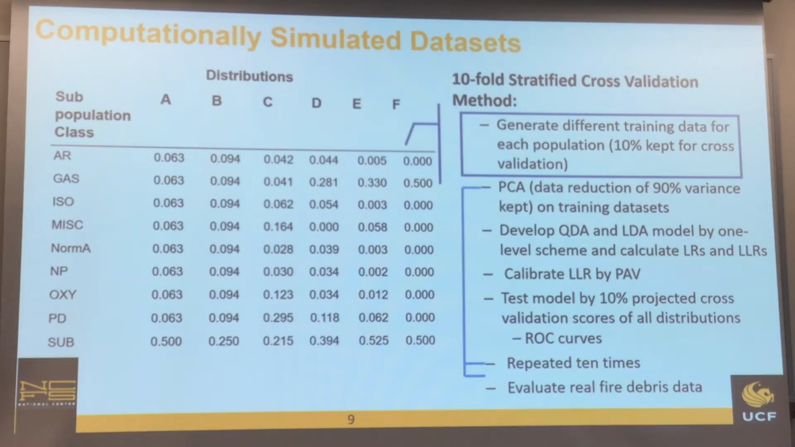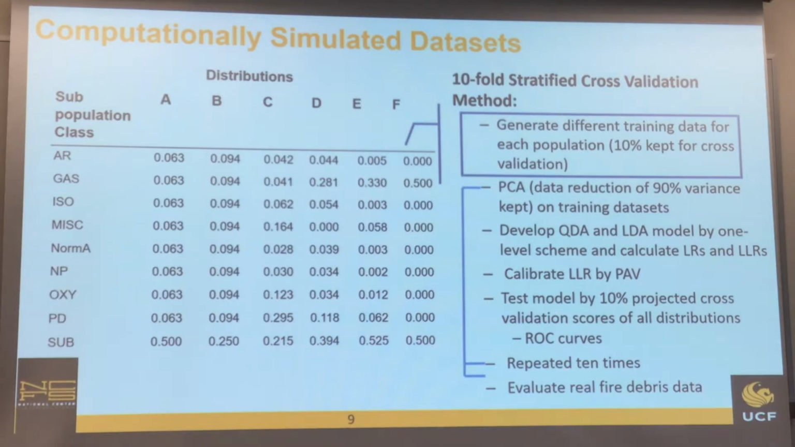Now, once again, that 90% that was kept to train the model then underwent principal component analysis, and 90% of that variance was kept. Then likelihood ratios were calculated using that single sample and measurement model, and with both approaches, QDA and LDA, those likelihood ratios were then converted to log likelihood ratios, and they were calibrated using pooled adjacent violators.